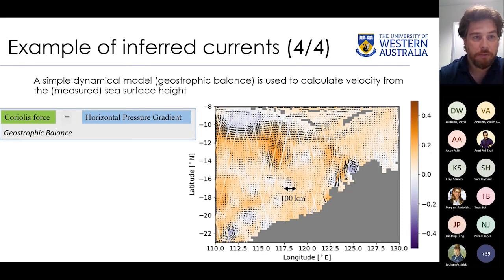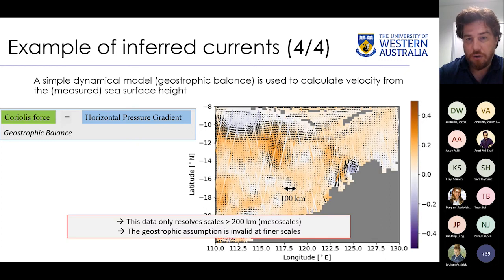And the fourth step, the last step, is using a simple dynamic model. So the geostrophic balance, which I talked about earlier, used for mesoscale eddies, is used to calculate the velocity from the measured sea surface height.